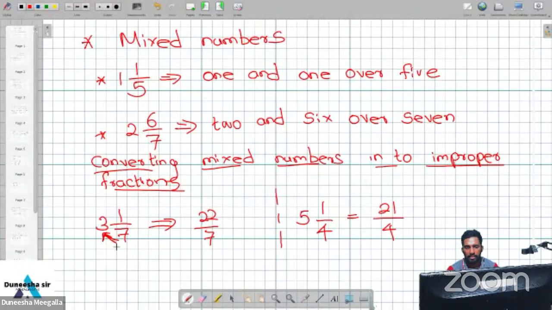Then 5 and 1/4. What is the improper fraction? How do we get it? 4 multiplied by 5, how much? 4 into 5. 20. Then adding 20 and 1, what is it? 21 over 4. This is converting a mixed number into an improper fraction.